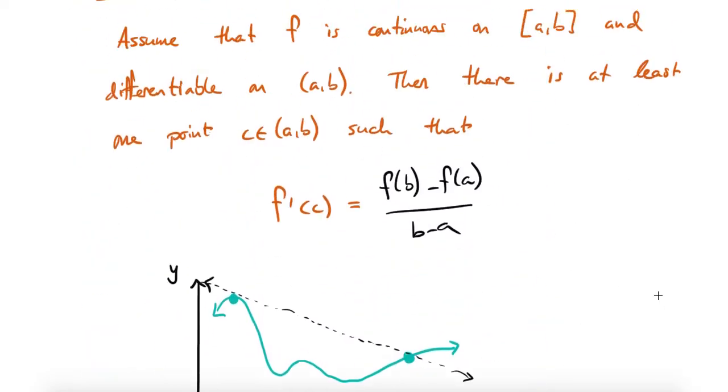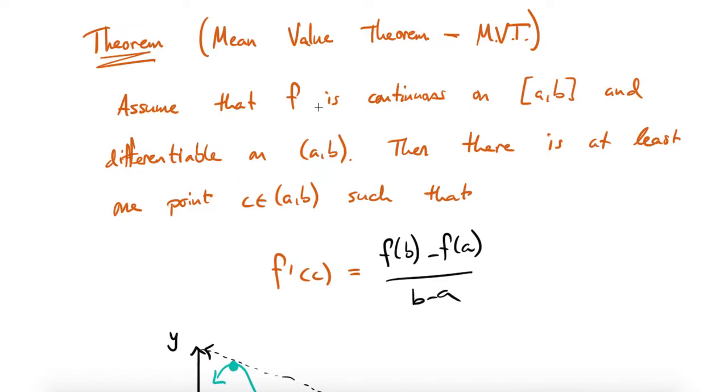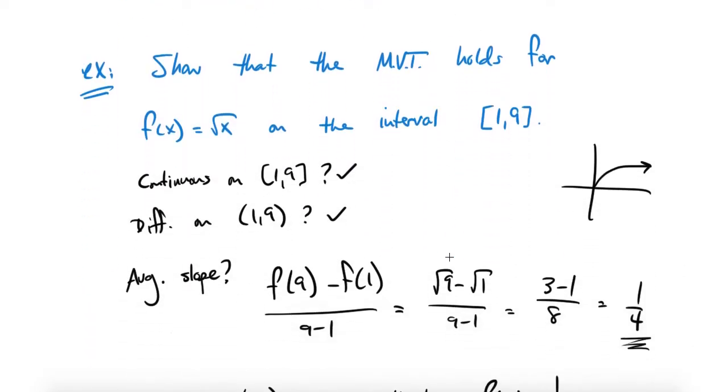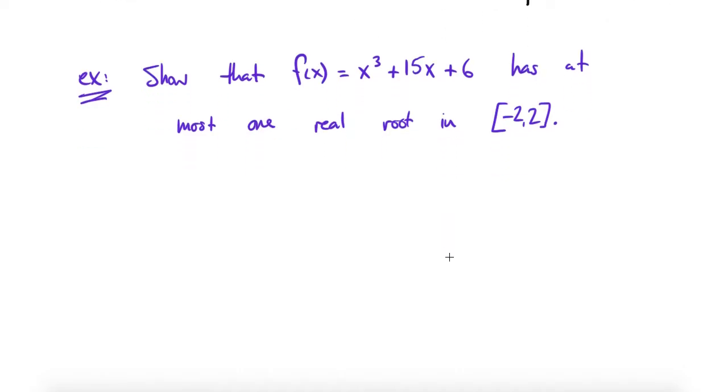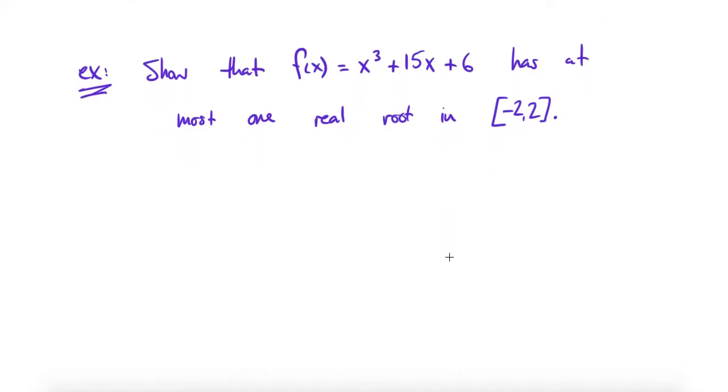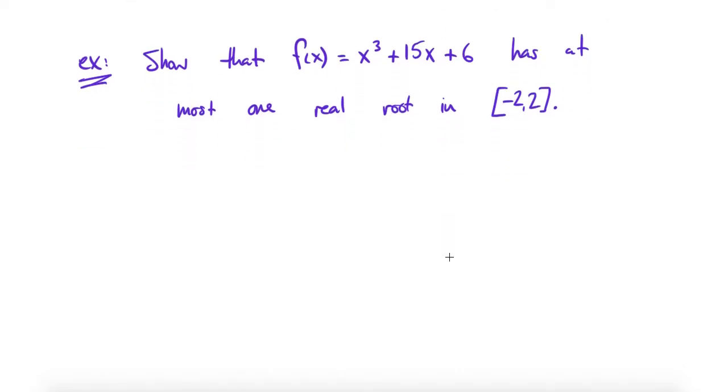So again, if I go back up here, I observed that my function was continuous and differentiable, and then I found the point 4 in 1 to 9 such that the derivative at 4 matches the average slope. Okay, so that's just verifying that the mean value theorem works. The other thing you can use Rolle's theorem or the mean value theorem for is to talk about the number of roots that an expression has. You can also use it to verify identities and things, but let's just do one of these.